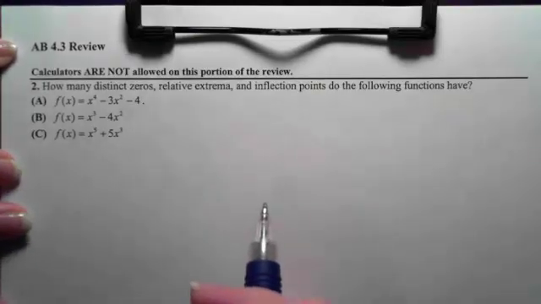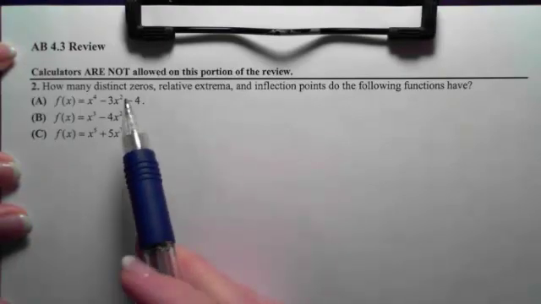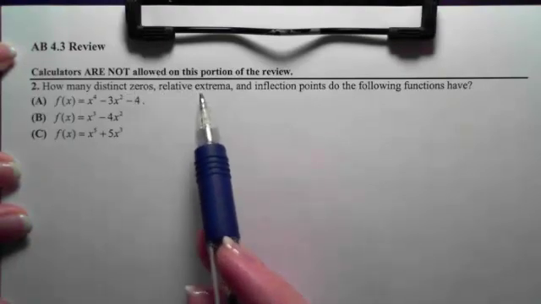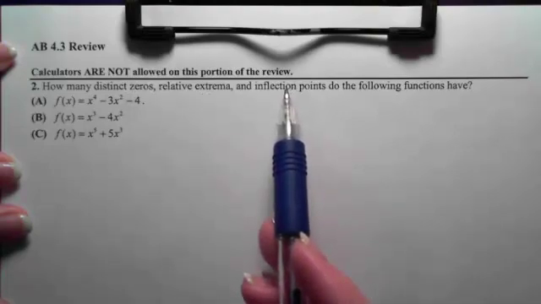Okay, this is the AB 4-3 review. Calculators are not allowed, and this is number 2. With number 2, I'm asking for the number of distinct zeros, the number of relative extrema, and the number of inflection points that the following functions have.